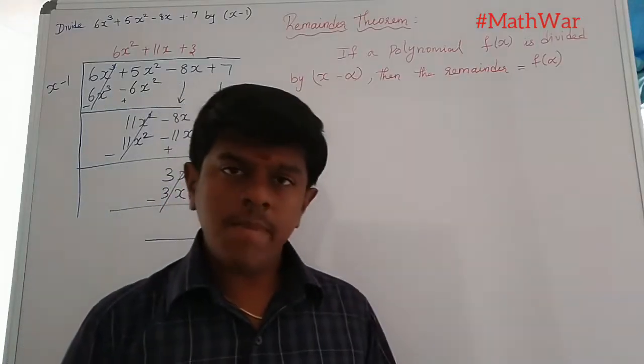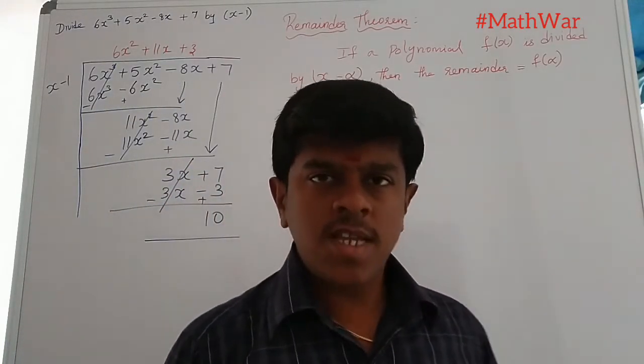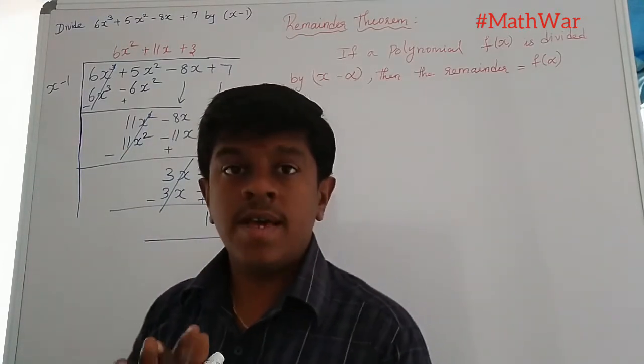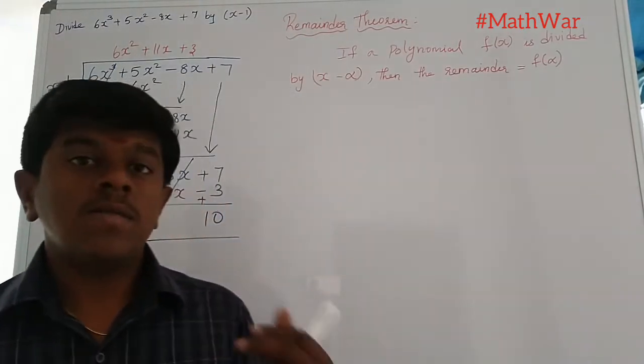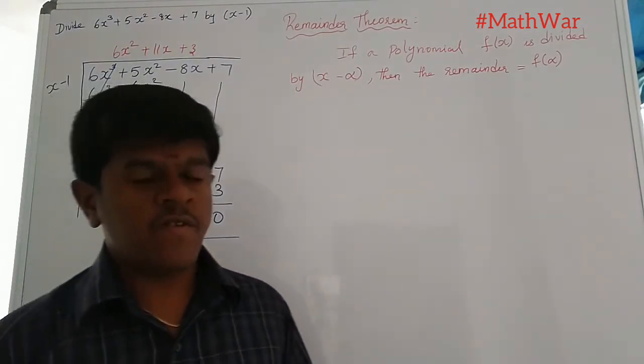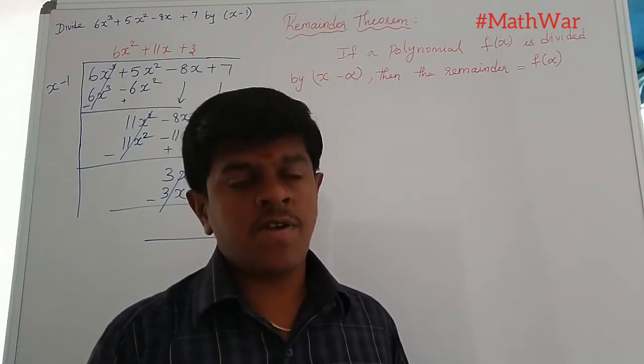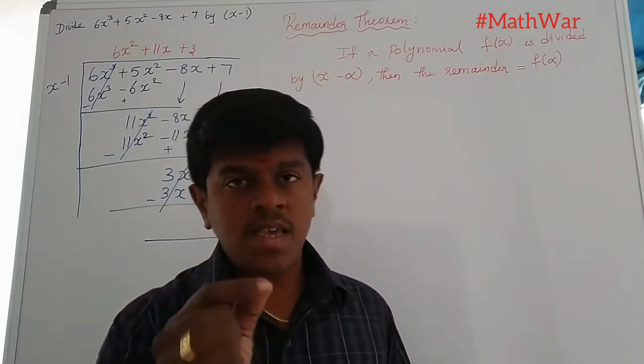Next we will see the remainder theorem. The remainder theorem states that when a polynomial f of x is divided by x minus alpha, then the remainder is nothing but f of alpha. When a polynomial f of x is divided by x minus alpha, the remainder is f of alpha.